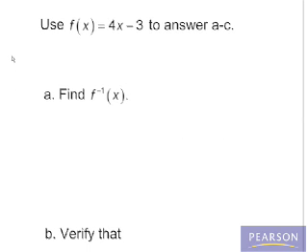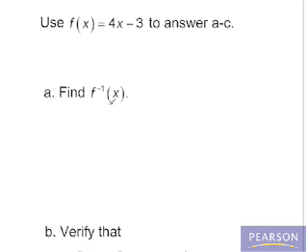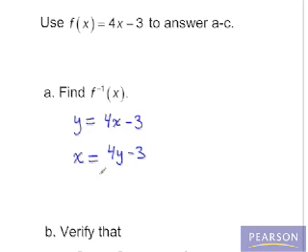So for part A, to find f inverse of x, we'll take function f and use relation notation rather than function notation. So we'll write the function as y equals 4x minus 3. And now we will swap x and y, giving us x equals 4y minus 3. And we will solve this equation for y.